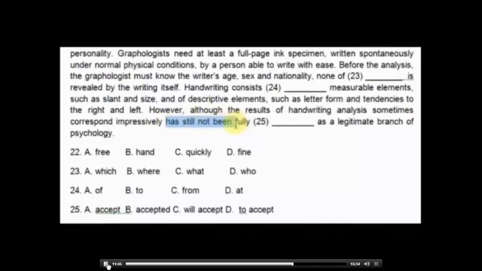Has still not been. So here they're telling us that to the moment it hasn't happened. So can we use will accept or to accept? This is what is in the future, but it's something that is still not happening. And to accept, this verb is an infinitive. We do not use verbs in infinitive unless we already have a verb in the sentence.